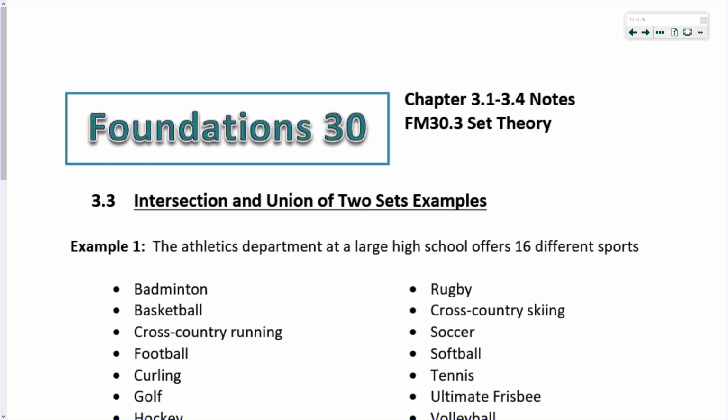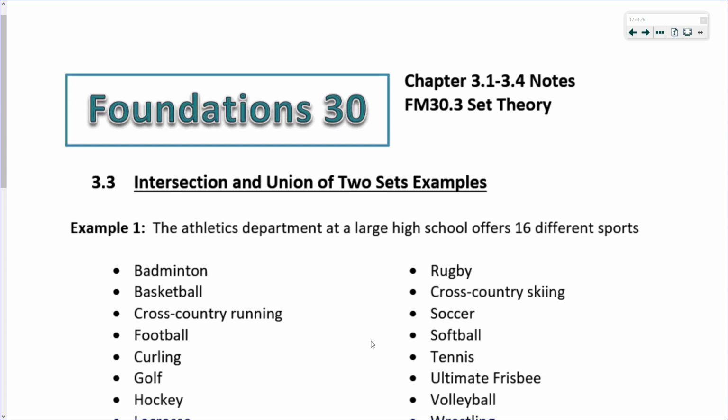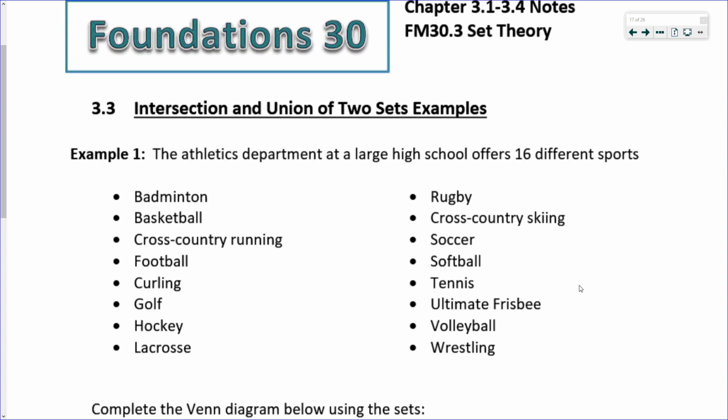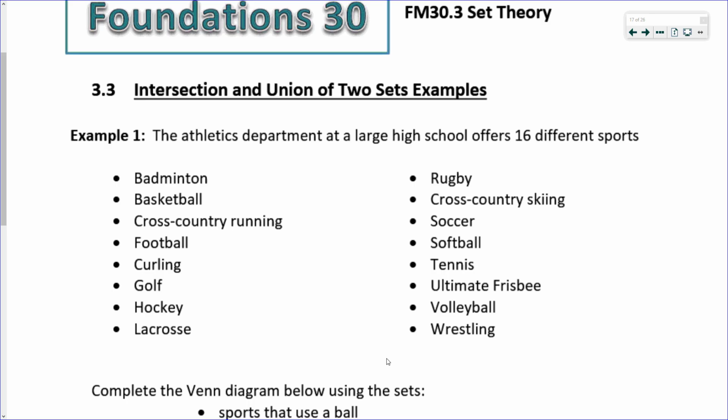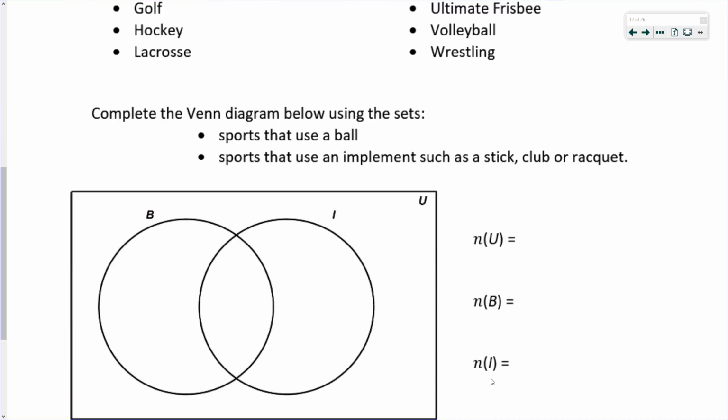For this video, we're going to be looking at lesson 3.3, intersection and union of two sets, focusing on examples. So our first example, we have the athletics department at a large high school offers 16 different sports. We got badminton, basketball, cross country running, football, curling, golf, hockey, lacrosse, rugby, cross country skiing, soccer, softball, tennis, ultimate frisbee, volleyball, and wrestling. So we're going to complete the Venn diagram below using the sets.